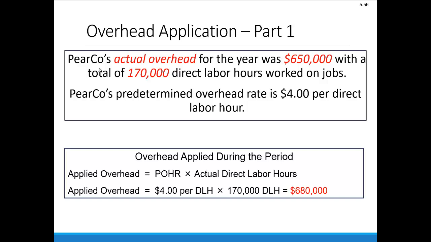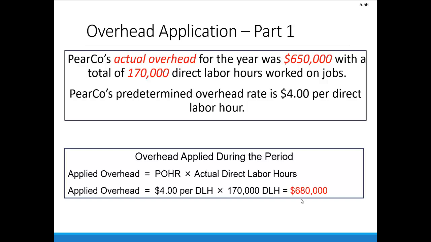Let's say Pearco, our favorite for examples, has actual overhead for the year of $650,000 and worked a total of 170,000 direct labor hours on jobs in that same period. Now their predetermined overhead rate is $4 per direct labor hour. So if we want to come up with total overhead applied during the period, we've done this before, we're going to take that predetermined overhead rate of $4 per direct labor hour times the actual number of labor hours worked on jobs of 170,000. So $4 times 170,000 means total applied overhead of 680,000.